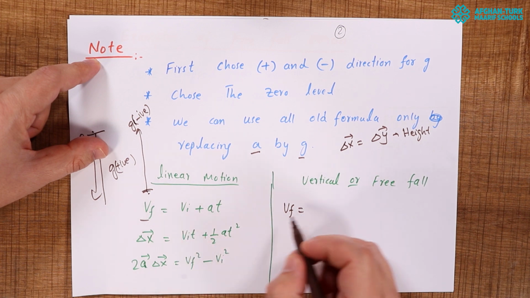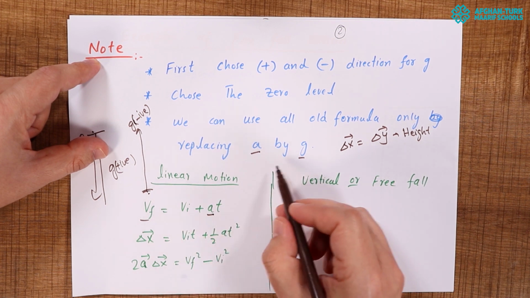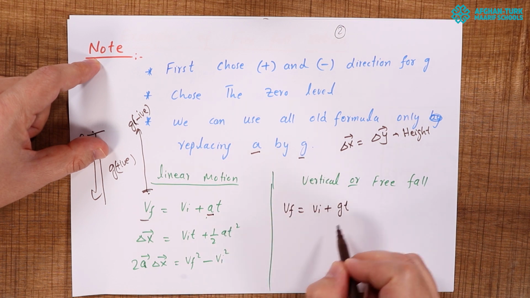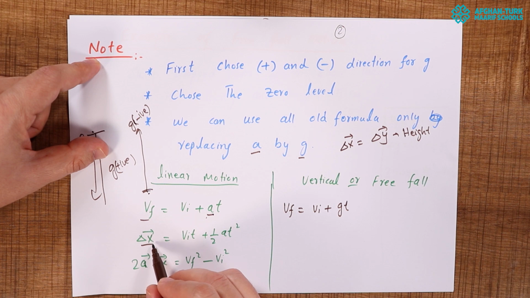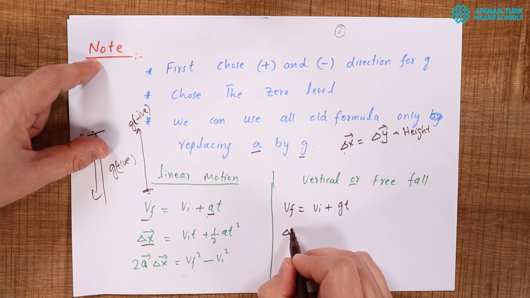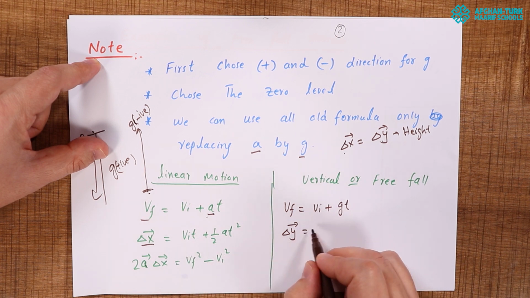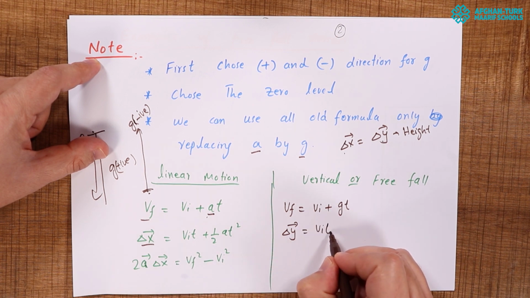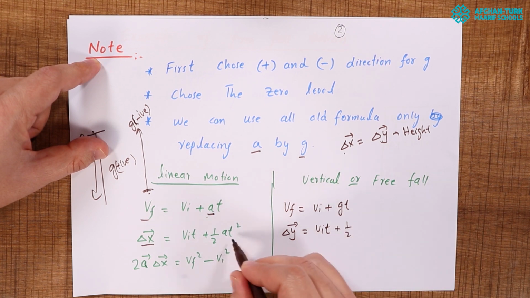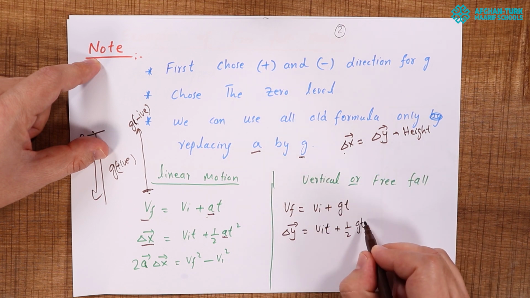VF is equal to VI, initial velocity, plus here is A, so instead of A we will write G and time. The second one, delta X, instead of delta X we will use delta Y, it will denote the height. The second one, no need to change because it's initial velocity, plus 1 by 2. Instead of A we will write G, so this is GT square.